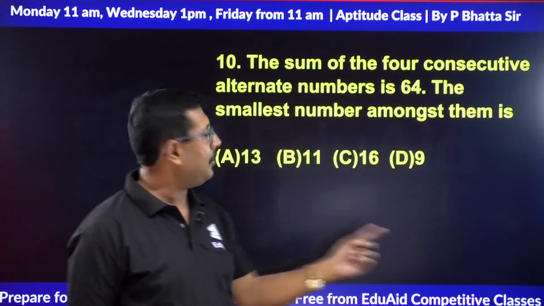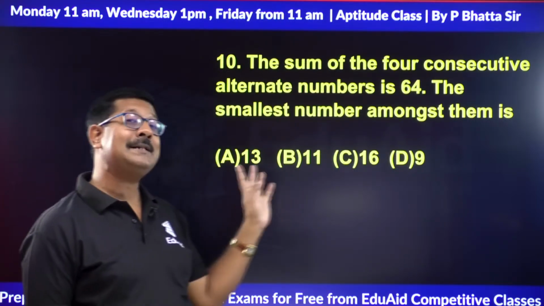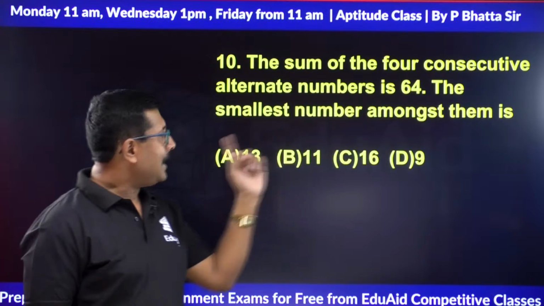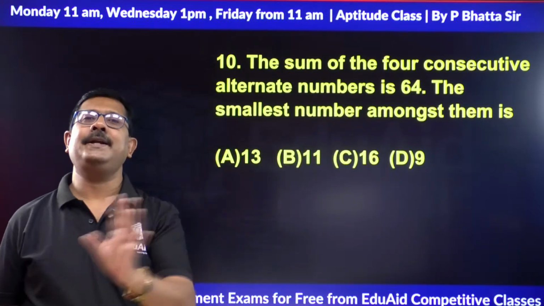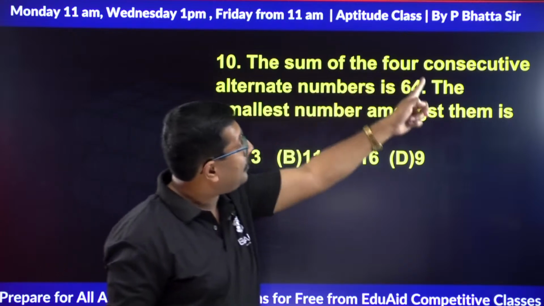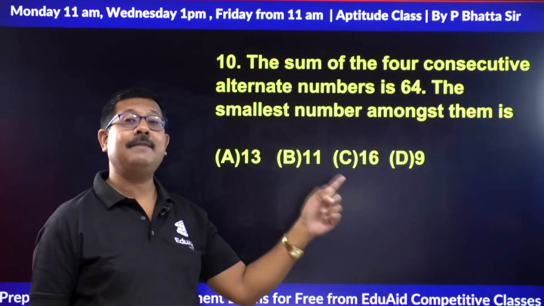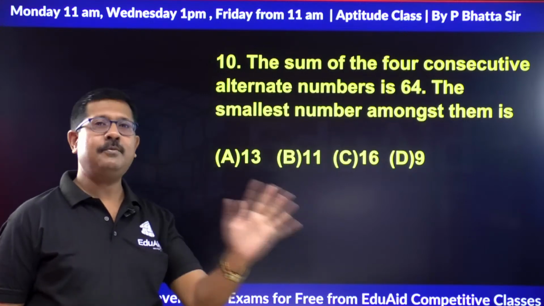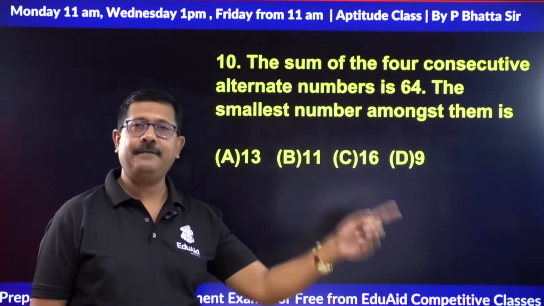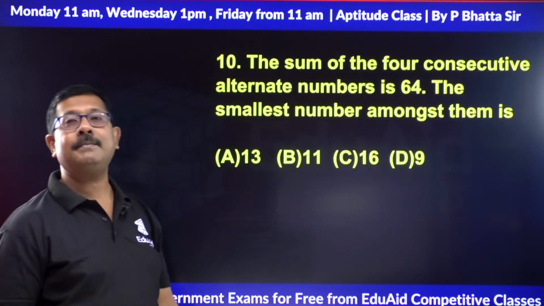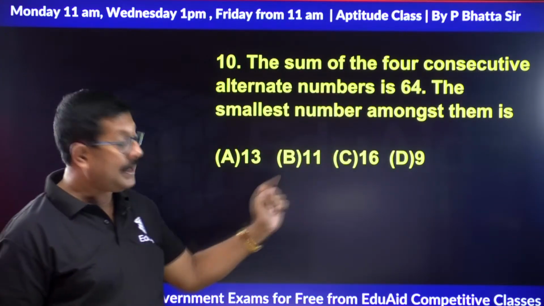13, 15, 17, 19. Let me add these and see, the result should be 64. 13, 15, 17, 19, so 10 4s are 40, remaining 3 plus 5 is 8, 8 plus 7 is 15, 15 plus 9 is 24, 40 plus 24 is 64, hence the result is A.